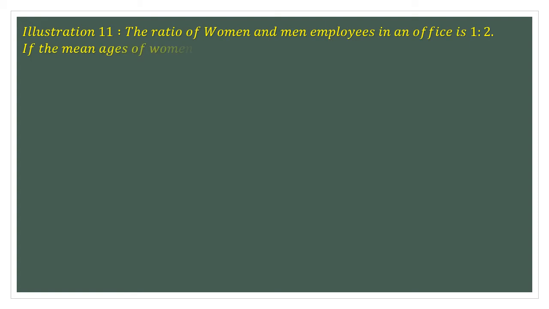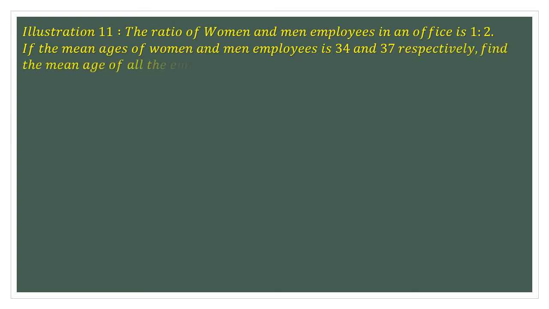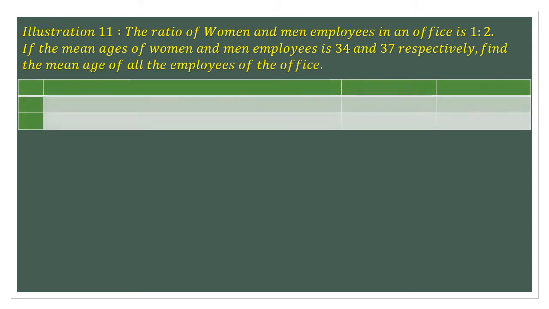Illustration 11. The ratio of women and men employees in an office is 1:2. If the mean ages of women and men employees are 34 and 37 respectively, we have to find the mean age of all the employees of the office. Okay, once again I am going to prepare a table here, starting with particulars and then mean and the observations. Naturally, only two groups are there, men and women. We will start with women because that is the given value first.